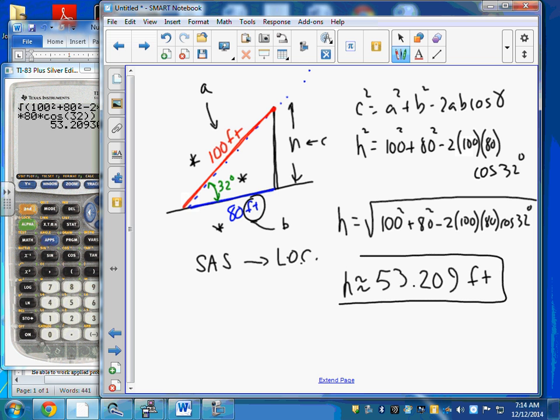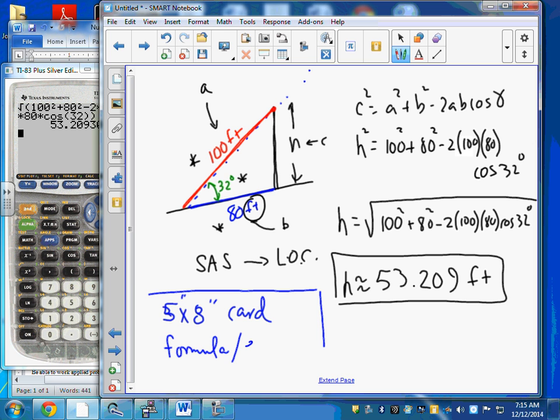So there's a right triangle problem, a law of sines problem, and a law of cosines problem dealing with triangles. Just as an aside, I'm thinking about the exam. We're going to let every person bring a 5 by 8 card or sheet of paper that can have any formula or equation on it that you want. And you'll be able to use that for most of the exam.